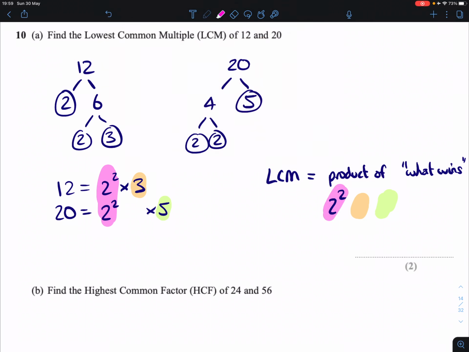So our lowest common multiple is going to be these numbers multiplied together. So we have a 2 squared times a 3 times a 5, which gives us 60.